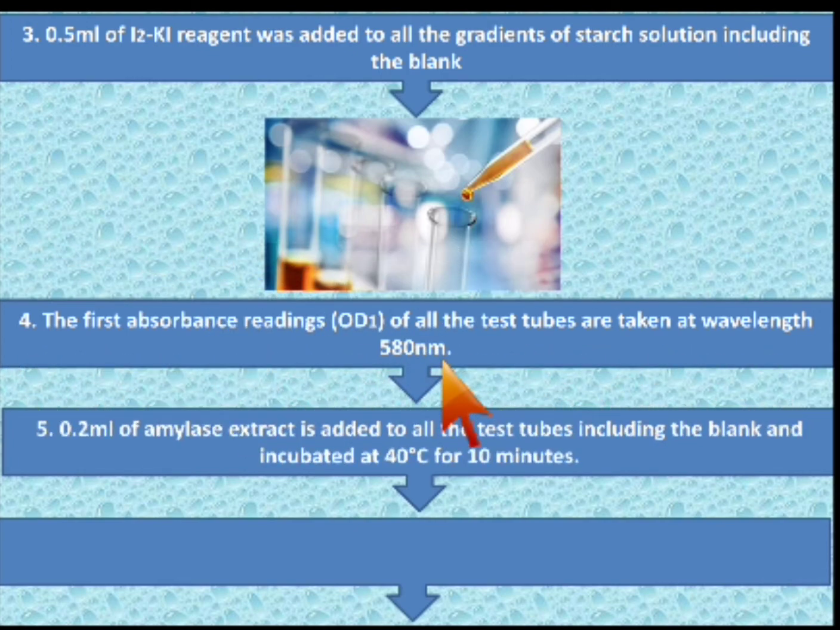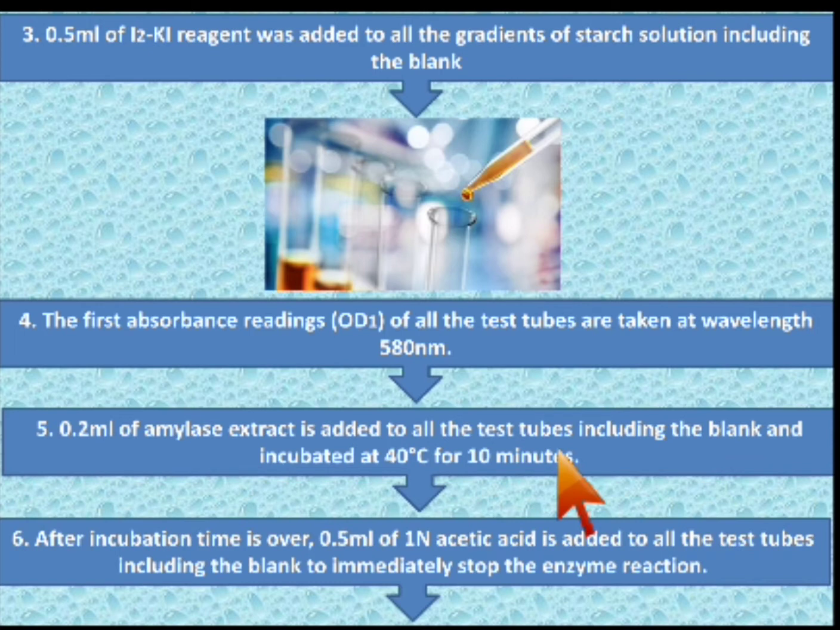Next, after taking the first absorbance reading, now we will add the enzyme. So 0.2 ml of the amylase extract is added to all the test tubes, including the blank, and incubated at 40 degrees centigrade for 10 minutes. Then the reaction will occur. The starch, which is the substrate, will be broken down into its products. When you add enzymes, the starch present in the test tube will be converted into its products.